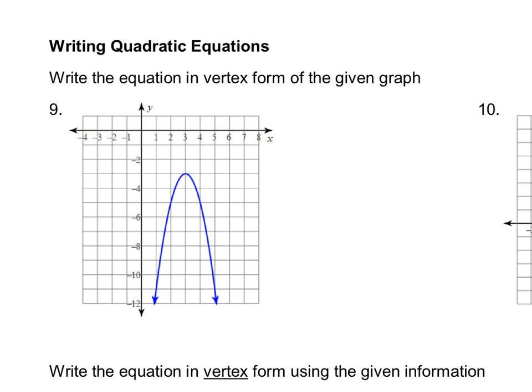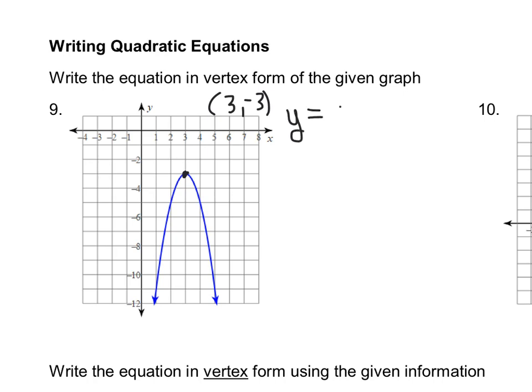So the first thing I'm going to do when I'm writing this in vertex form is I'm going to look for the vertex, and that's right here. And I'm going to write it down. So my vertex is at (3, -3). So I've got most of my vertex form already done just by having the vertex point.